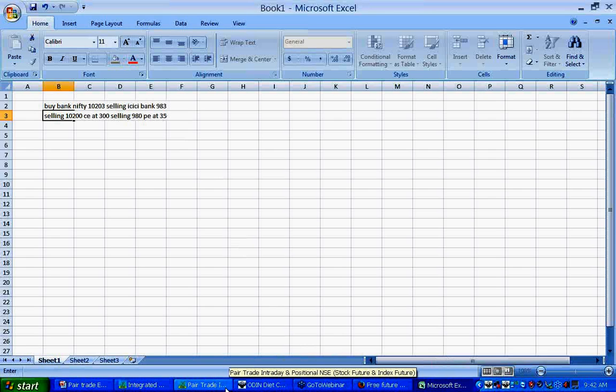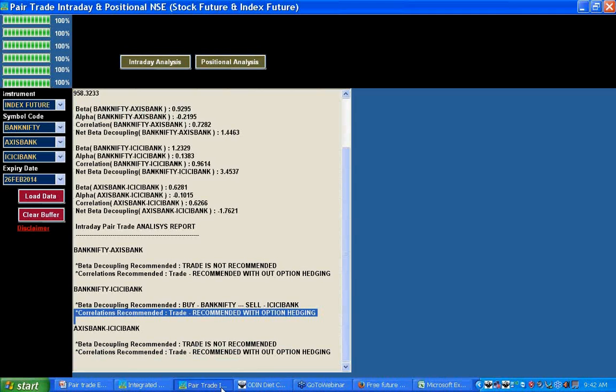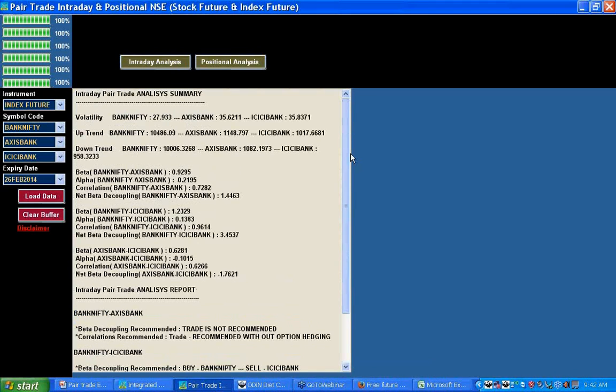So you must ask me when I should book the profit in this trade. Normally those who are using this pair trade will know that the pair trade works well in positional aspects. It has a little bit of demerit in intraday because most of the parameters, alpha, beta, Jensen's alpha, Sharpe ratio, never recouple in a very short duration of one day.